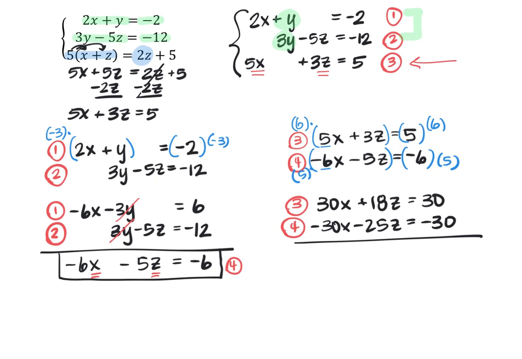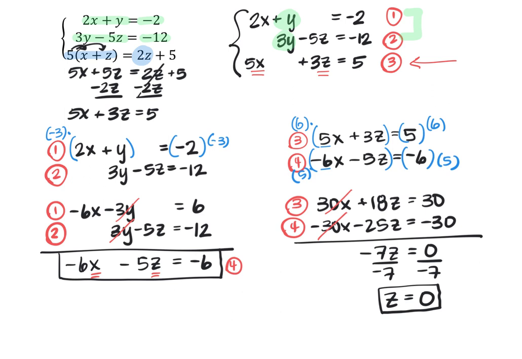Now we go ahead and complete elimination. So adding these two equations together, I can see that 30x minus 30x will subtract out. We have 18z minus 25z, which will be a negative 7z. And then 30 plus a negative 30 will just equal 0. So continuing to solve for z, dividing by negative 7, I get 0 divided by negative 7, which is just 0. So now I have successfully solved for one of our three variables. But of course, I need to find both x as well as y.